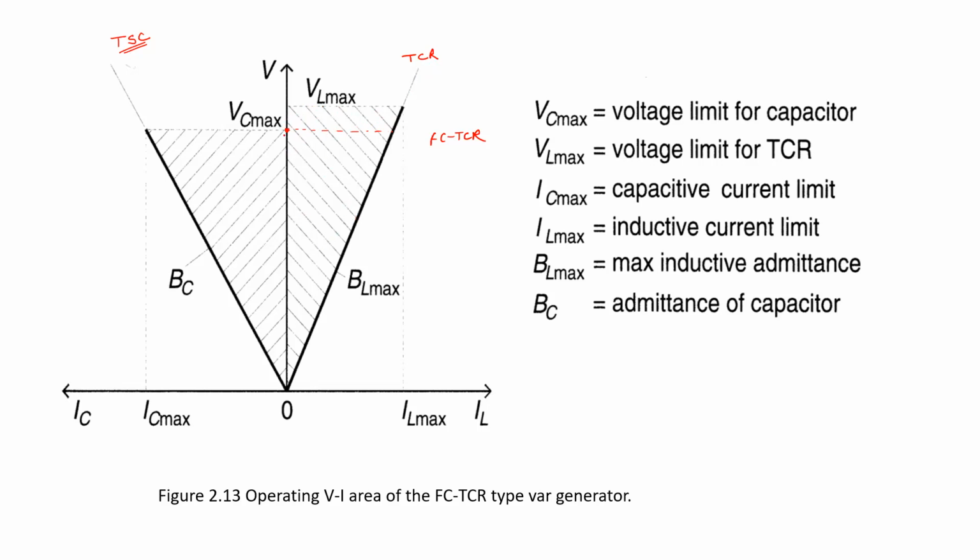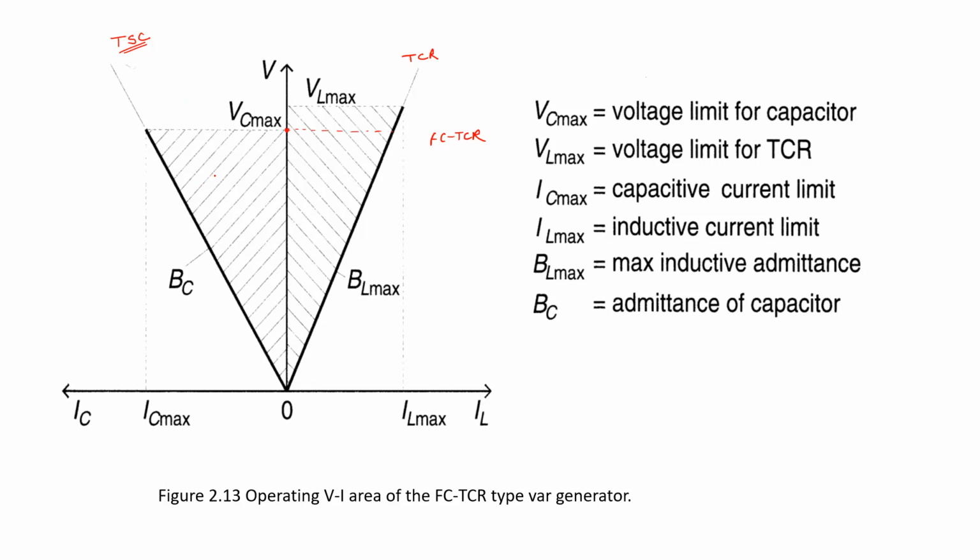Whereas at some value over here, we can say that the fixed capacitor's reactive power is greater, and it is going to provide shunt compensation, or it is going to generate the reactive power and deliver it to the system. So this is the operation of a single fixed capacitor.